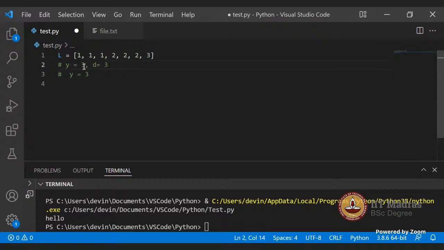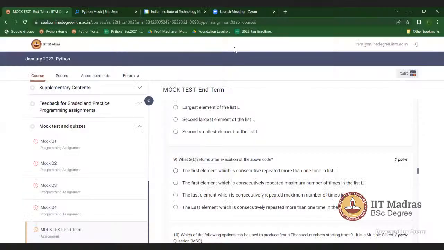When y equals 3, that is for 1, we will have d equals 3, and z will be L of y, which will be 1. Later for the element 2, we again have y equals 3. But since y is not greater than d, the z value won't get updated and d also won't get updated. So z will still be 1. Which basically means we are checking the first element which gets repeated consecutively the maximum number of times, not the last one. Is that clear?